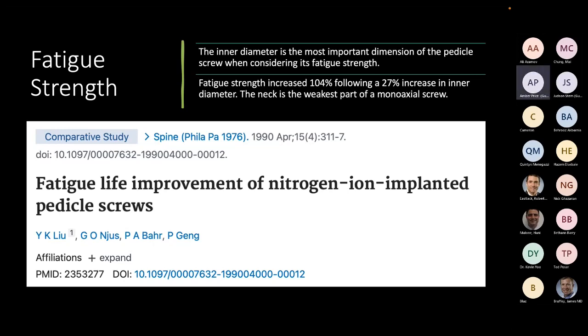And then this is the fatigue life of the screws. So again, we talked about the inner diameter. This is a study that looked at the inner diameters of screws and how they contribute to the fatigue length or fatigue life of the screw. Fatigue strength increased 104% just following a 27% increase in the inner diameter of the screw.